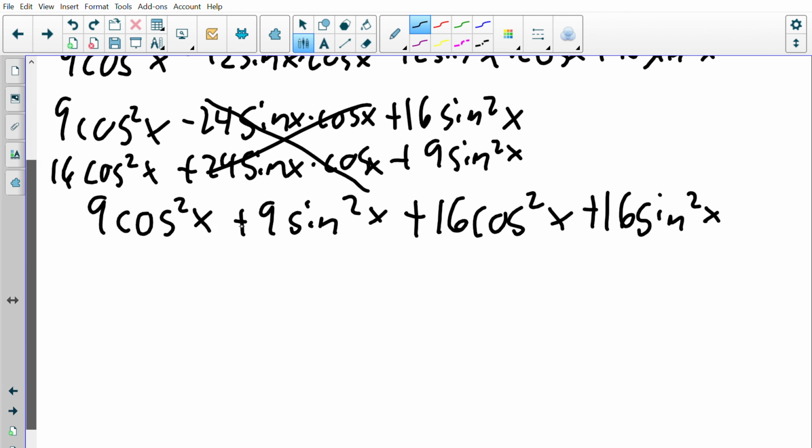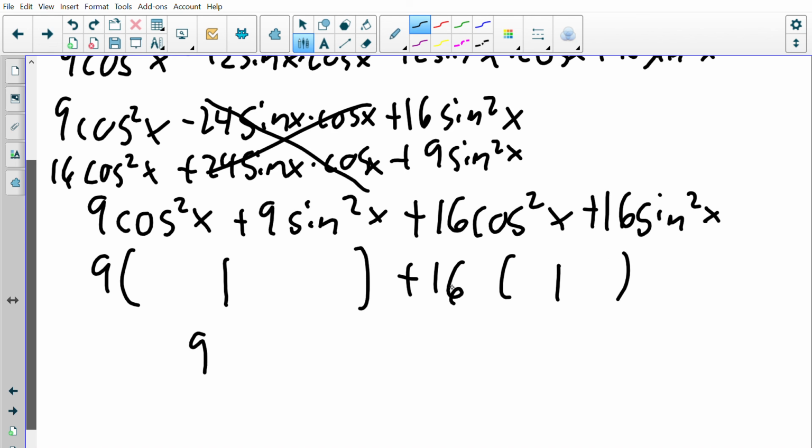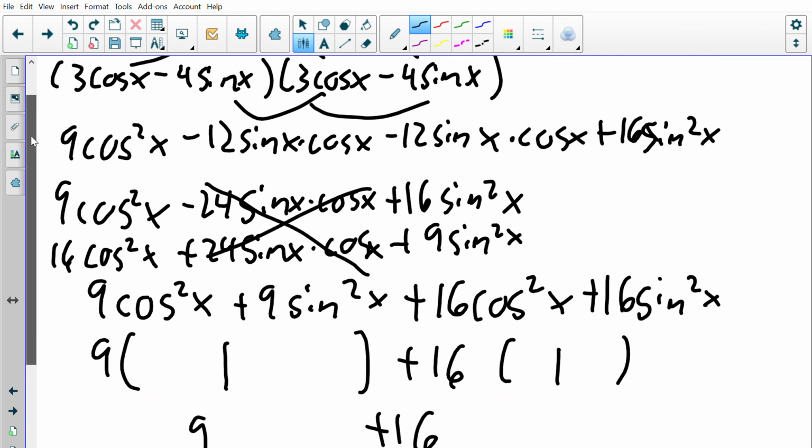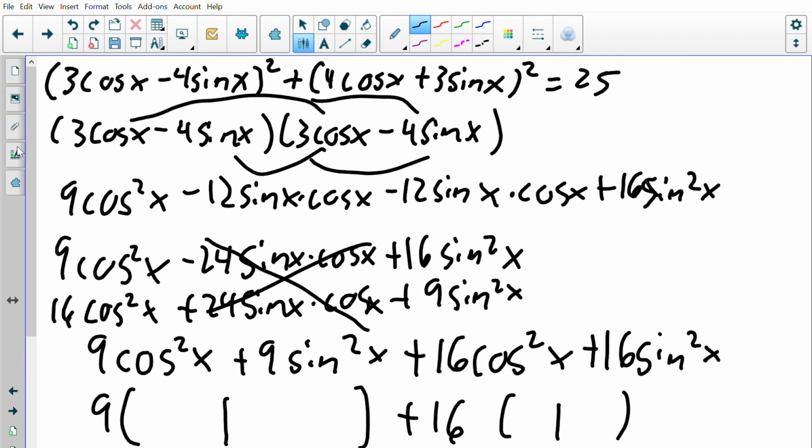So because these both have a 9, I can factor out a 9. And cosine squared plus sine squared is the same as the number 1. So now 9 times 1 is just 9. And then the same thing here. I can factor out a 16, and then cosine squared plus sine squared is just the number 1. And then 16 times 1 is just 16, and then 9 plus 16 is 25, which is what we were trying to find originally, equals 25. So this one is also true.